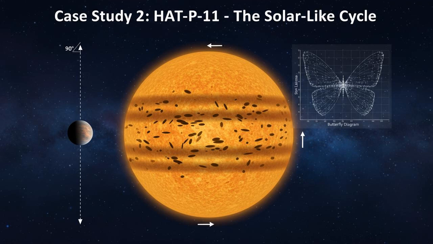By using the transit map to correct for the spots, they confirmed the water detection was real. It was a triumph of combining surface mapping with atmospheric chemistry.